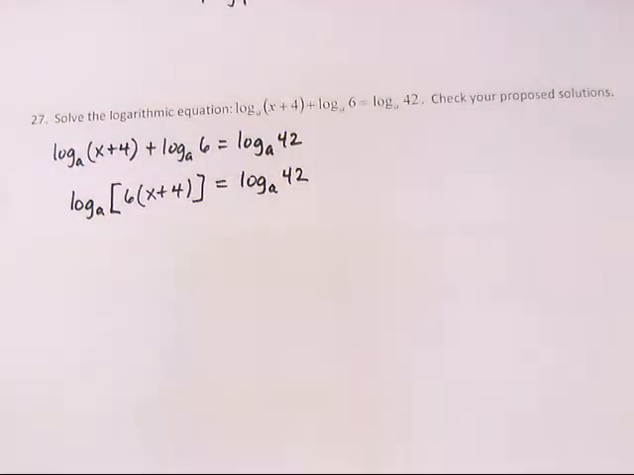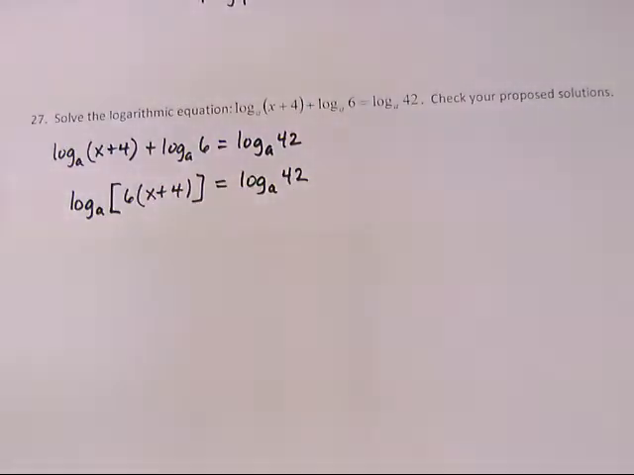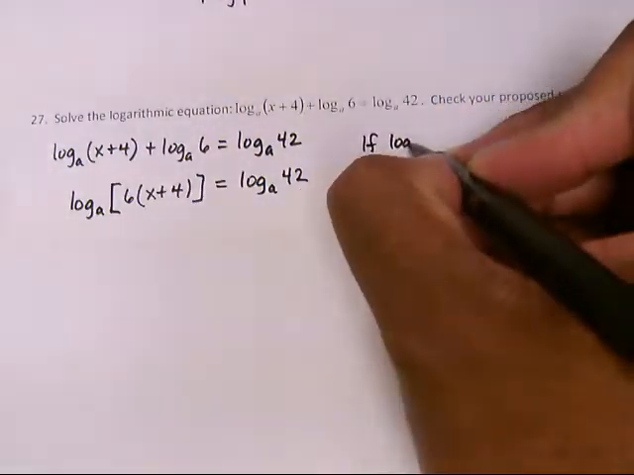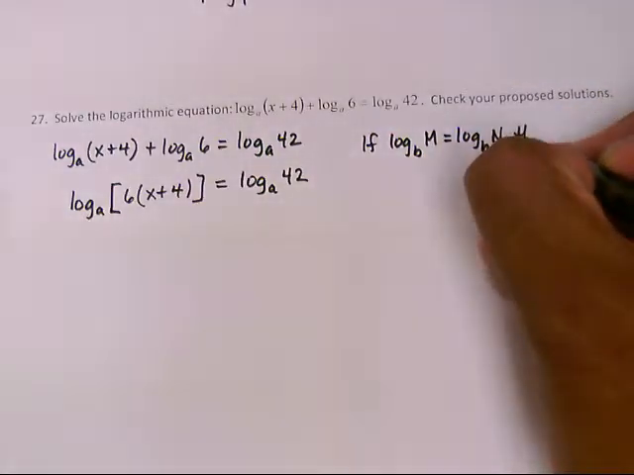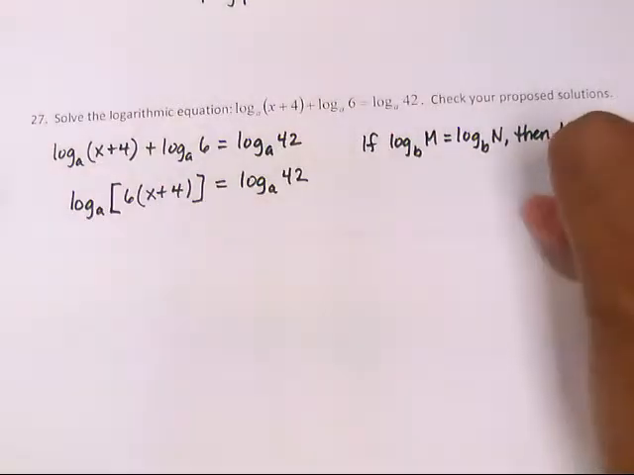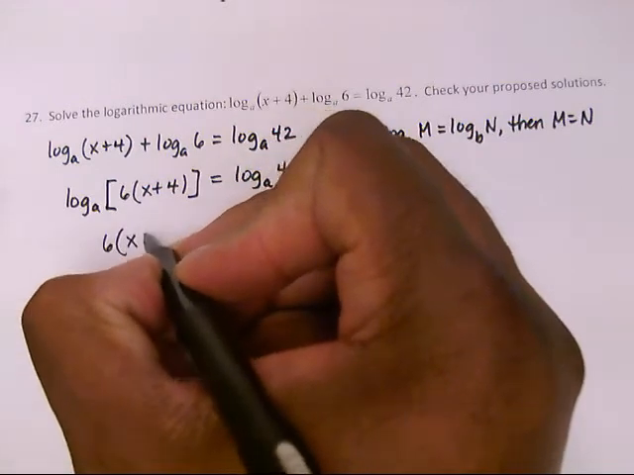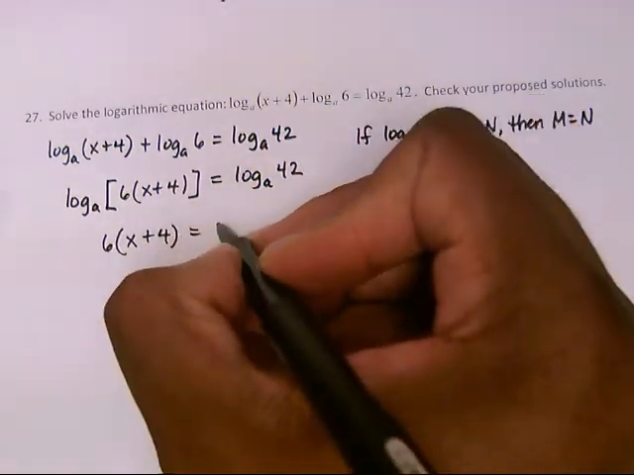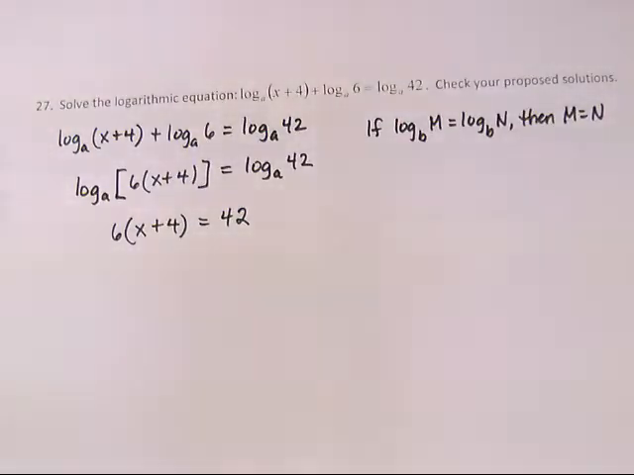Now notice I've got the log of the same base on both sides, so I can apply what they call the one-to-one property by setting this expression to be equal to that expression. Okay, that's the one-to-one property. If log to the base b of m equals log to the base b of n, then m equals n. So here I can set that 6 parentheses x plus 4 equal to 42. And then solve this equation for x here.